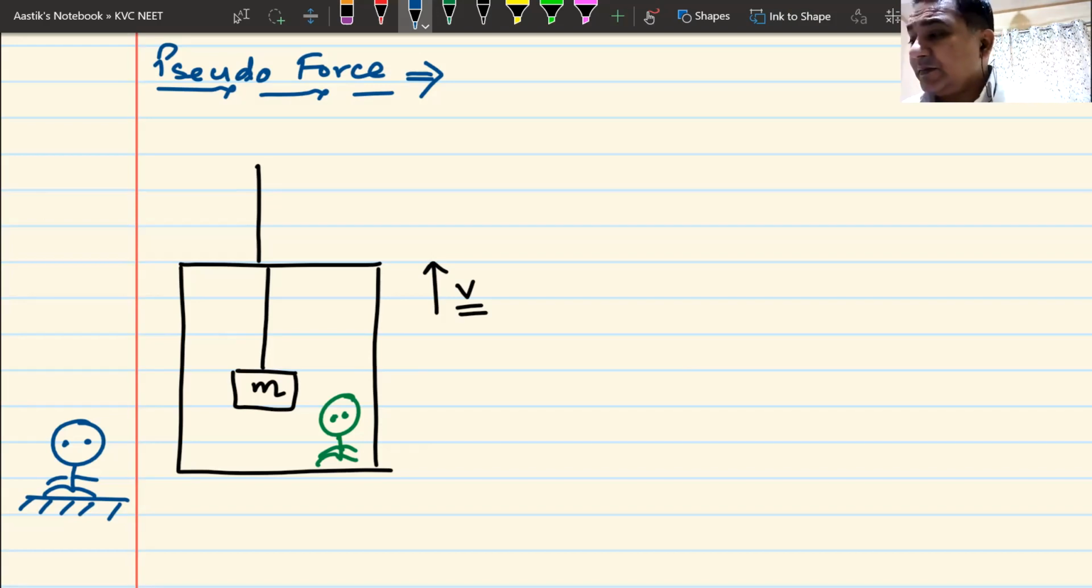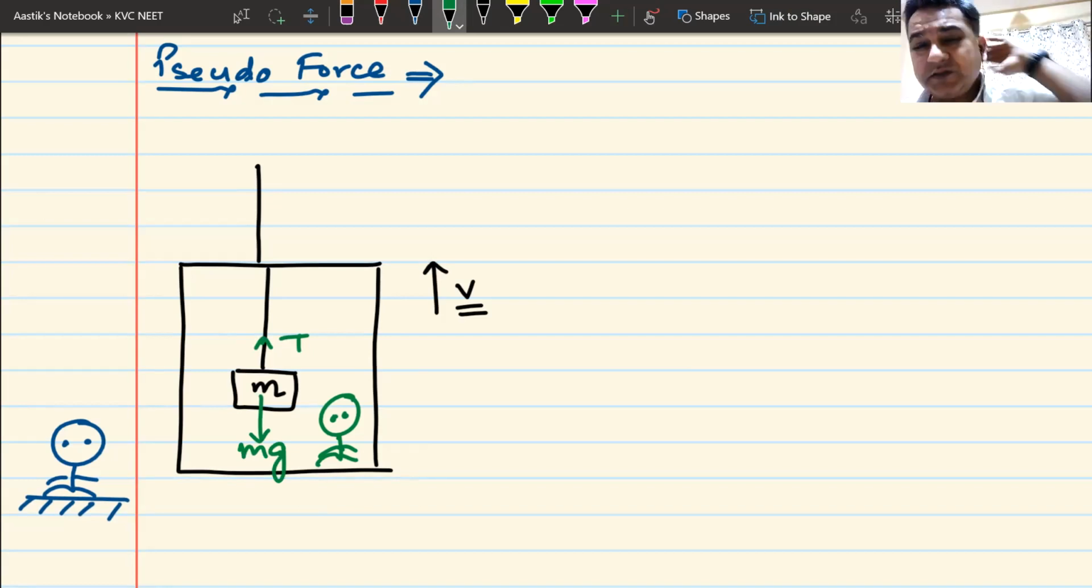So basically, these two people are going to make our equations. What does the Green Hulk write? He writes T. Remember, T is a real force. T and mg are real forces. No matter which frame of reference you are writing your equation in, the real forces which are there have to be written. Tension, mg, normal reaction, friction, all these are real forces. You cannot neglect them.